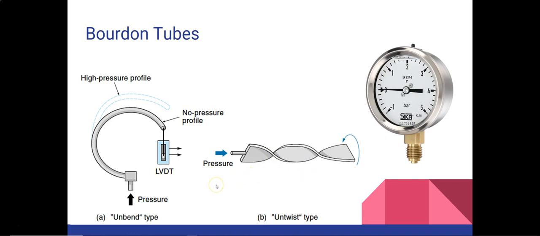Now these Bourdon's tube sensors are available in different pressure ranges, from 30 to 100,000 psi, and they are typically used in steam and water pressure gauges. And here on the right you see the real picture of the Bourdon's tube pressure sensor.